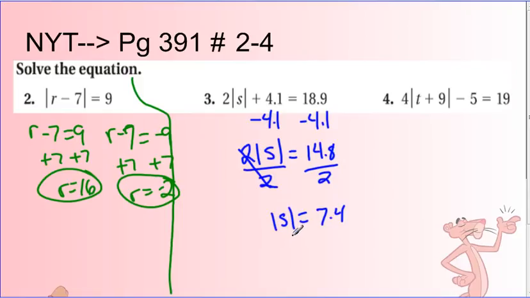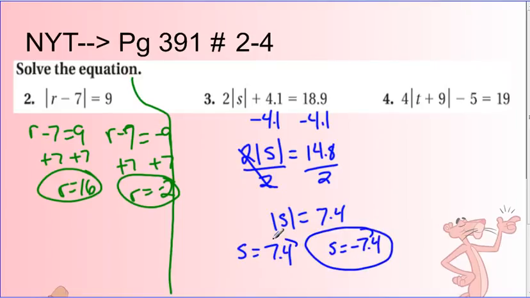Then we take this and we separate it into 2 separate problems. You get s equals 7.4 and s equals negative 7.4. And those are our 2 answers. Because the s is already by itself, there's no math we have to do.